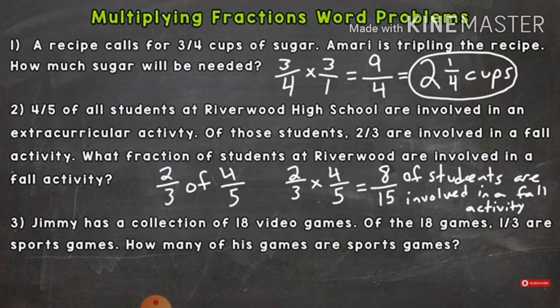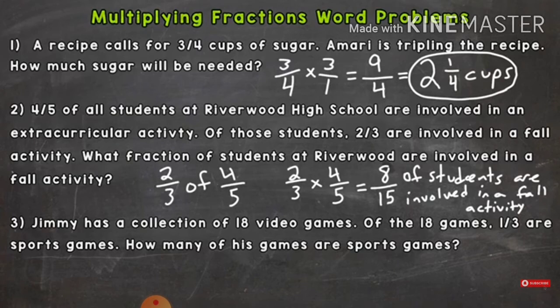Now number 3 is going to be similar to number 2, but it's going to involve a whole number and a fraction. So Jimmy has a collection of 18 video games. Of the 18 games, 1/3 are sports games. How many of his games are sports games?